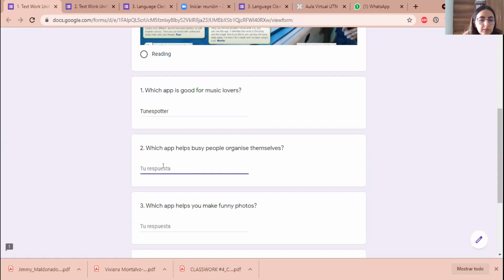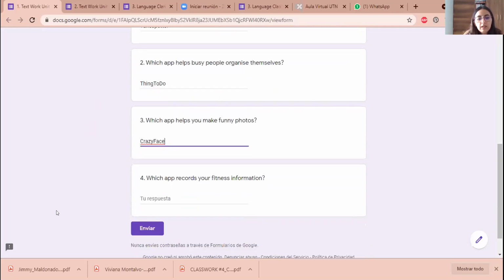Number 2, which app helps busy people to organize themselves? Things to do. Things to do. Thank you. Things to do. What about making funny photos? Crazy face, according to the reading. Crazy face. Yes, according to the reading. And finally, which app records your fitness information? Activity tracker. Exactly, activity tracker.